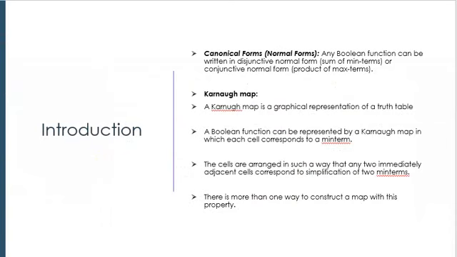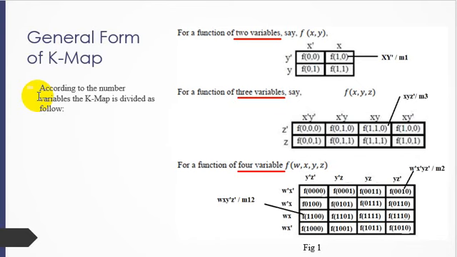So let's move toward the main topic, that is our K-map. A K-map is basically a graphical representation of our truth table, and any Boolean function can be represented by the K-map in the form of cells that are part of the K-map, and each cell corresponds to our min terms or max terms. We are going to discuss how the K-map works with our Boolean expression.